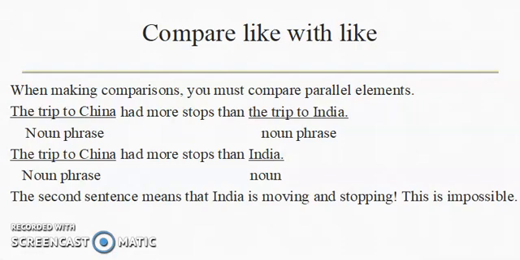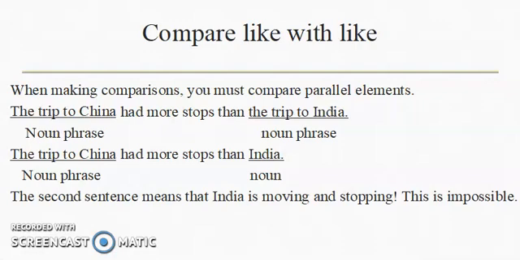When we compare things, we have to compare like with like. You can't compare two completely different things. Let's have a look at an example. The trip to China had more stops than the trip to India. The trip to China and the trip to India are both noun phrases and very similar ones, so you can compare the two of them together.